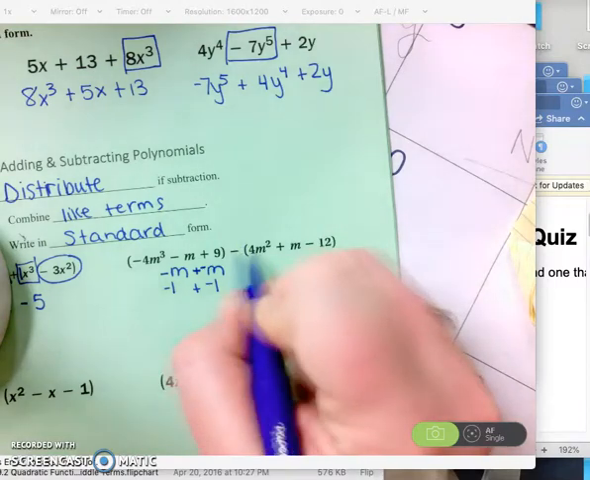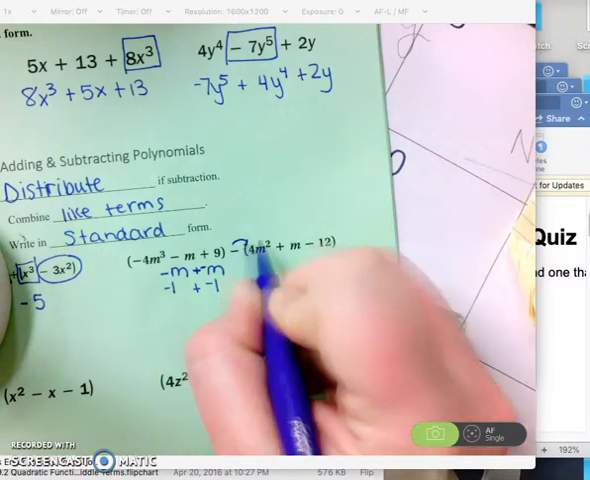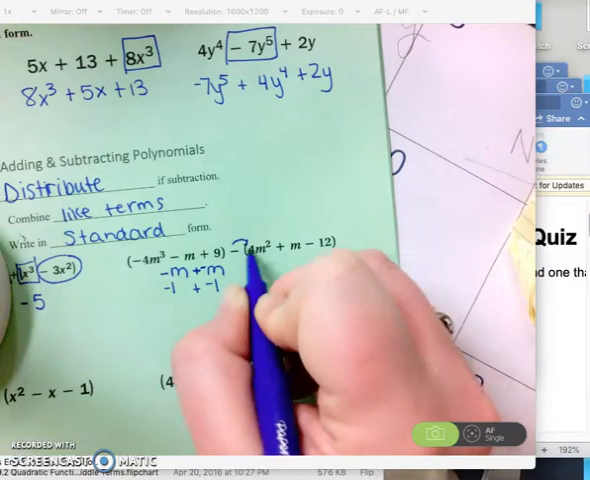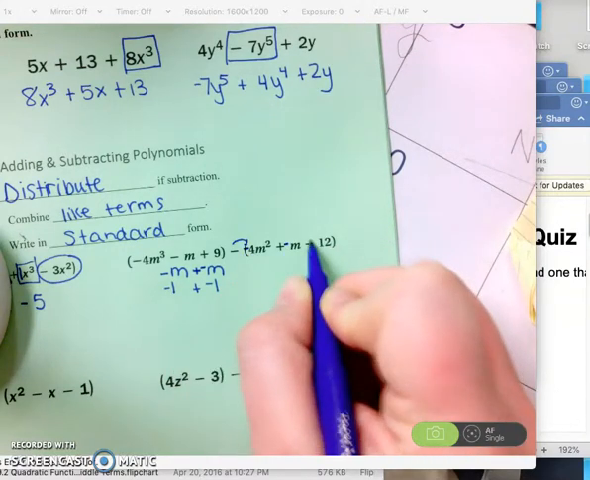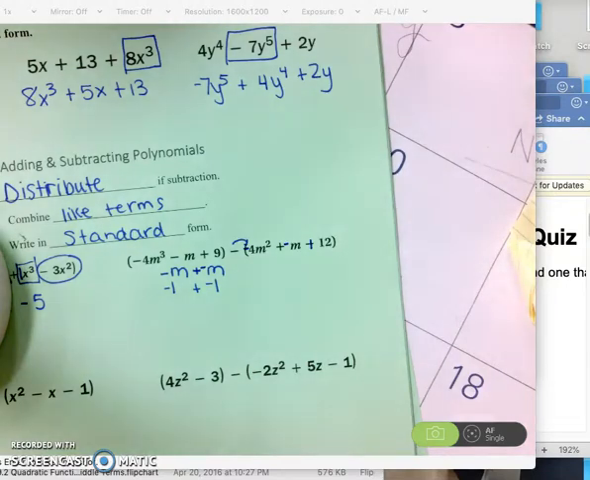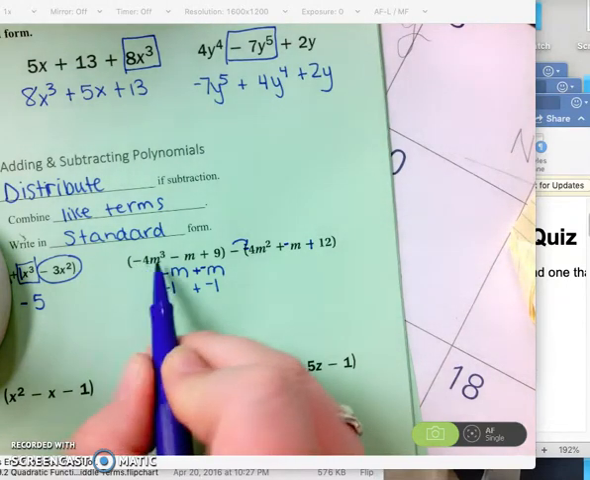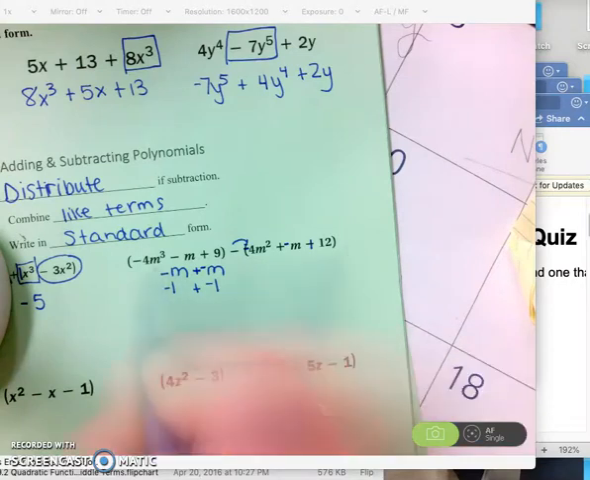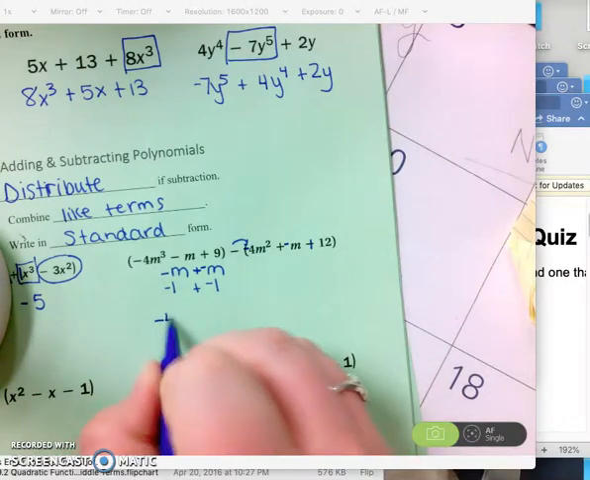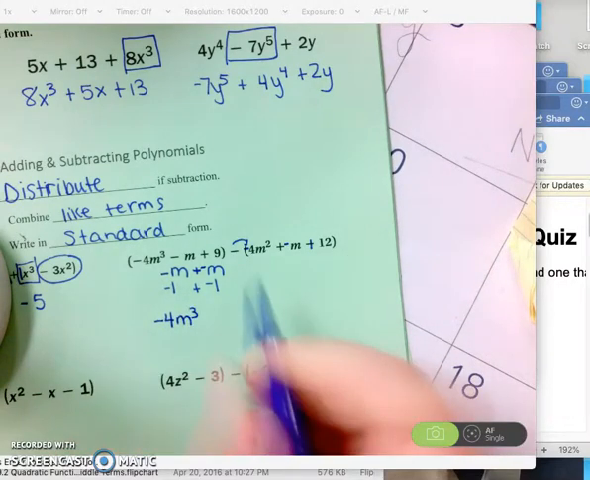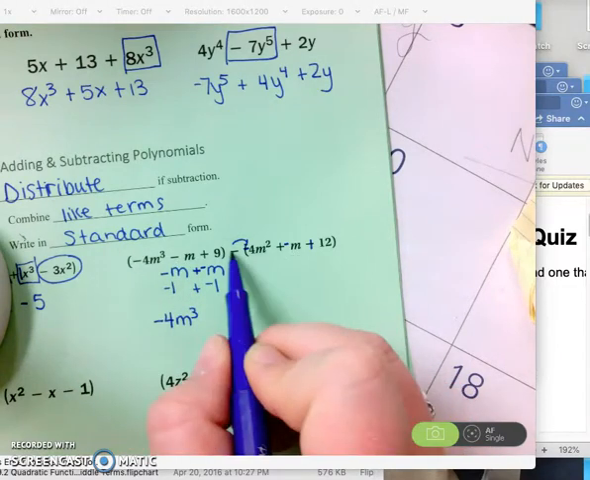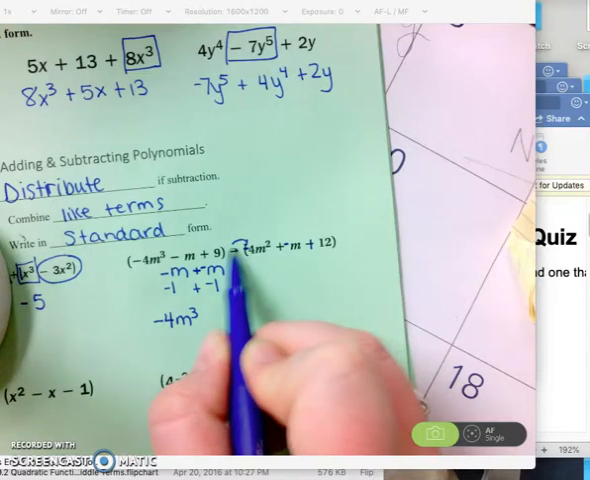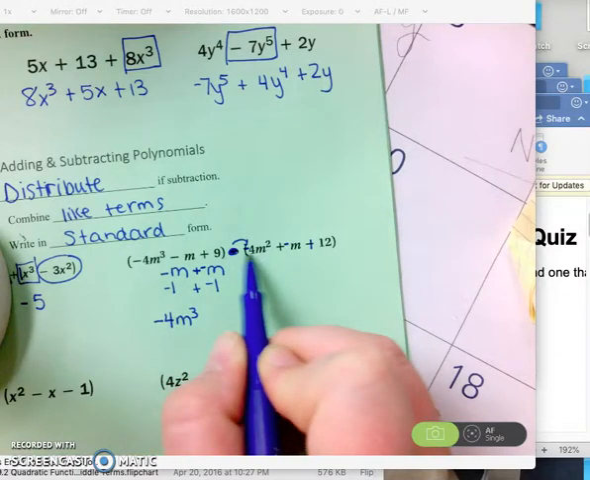So this, we want to make sure to distribute a negative sign within here. So negative, negative, and a negative becomes a positive. Two negatives becomes a positive. So negative 4m to the 3rd. I don't have any other thirds, so I'm just going to write negative 4m to the 3rd. This negative m, and this. And I want to get this out of here, so I know that it's gone because it's already here.